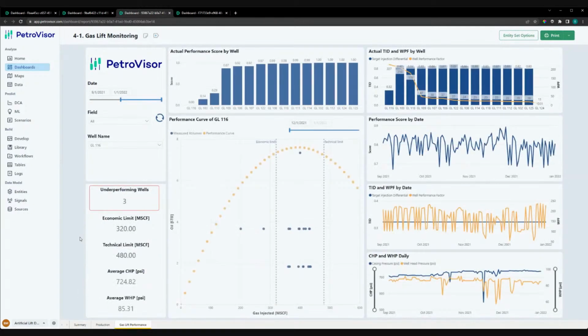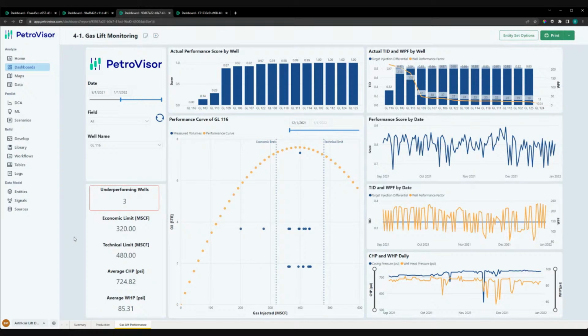And now the performance here is a little bit different than we've seen before in that we're looking at a measured performance curve. This curve has both an economic limit and a technical limit. These can be user-defined presets per well, or these can be actual engineered and defined presets for these wells.